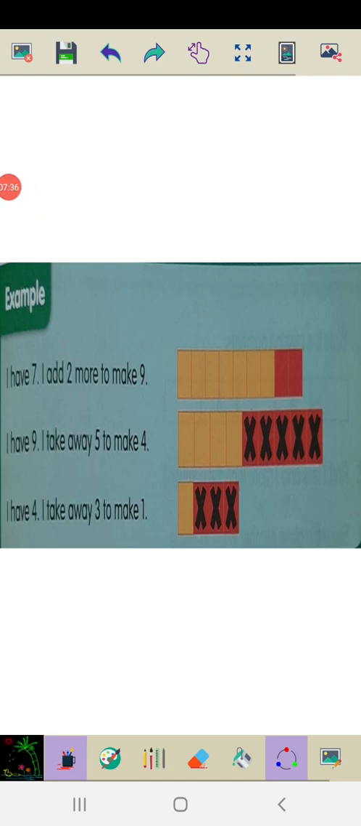Now we will see one example. Open your content book, page number 25. See the example which is at the top. In this example, read the question. I have 7. I add 2 more to make 9.